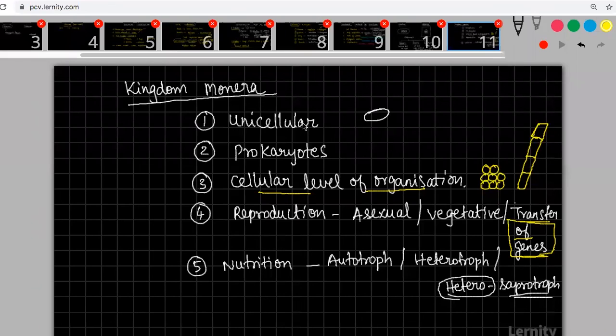So when we are talking about the difference between unicellular and cellular level of organization, whenever I'm talking about unicellular, the organism is unicellular as such. But when they are present as a group, they will not function like a tissue, but they will all function independently only. That is what we mean by cellular level of organization. Okay, so Monera is a kingdom which is unicellular. It is made up of prokaryotes. It has a cellular level of organization. The reproduction can be any of these things, and the nutrition can be any of these things.